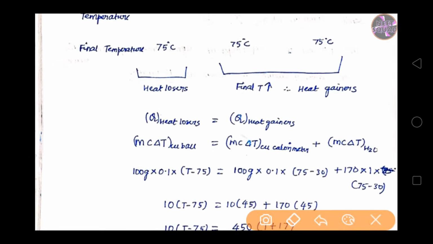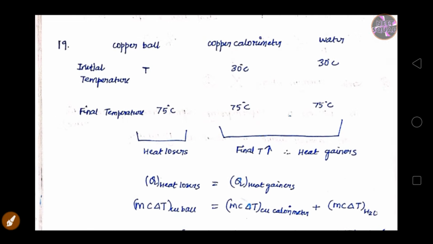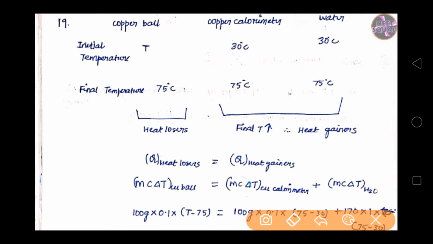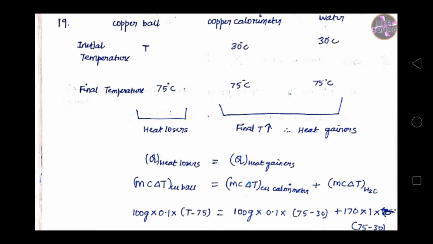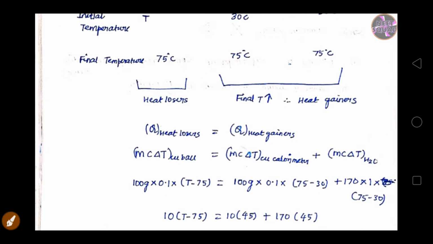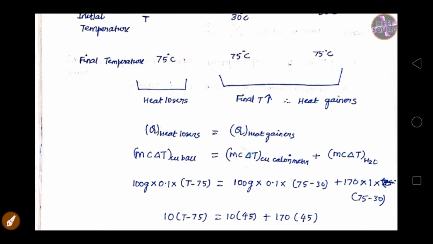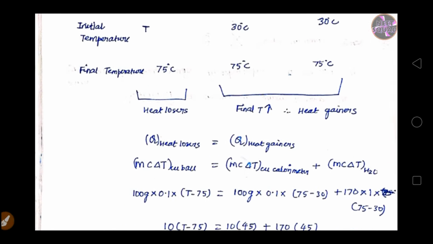So the Q provided by heat losers should be equal to the Q gained by heat gainers, Q equals m c del T. So who are the heat losers? The copper ball. So m c del T of copper ball should be equal to m c del T of copper calorimeter plus m c del T of water, because these are heat gainers. Copper ball is the heat loser. Mass of the copper ball is given in the question as 100 gram.